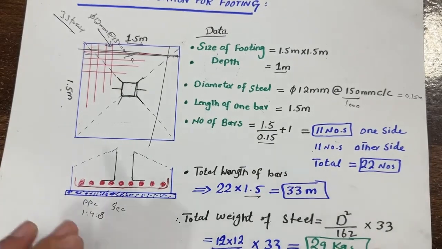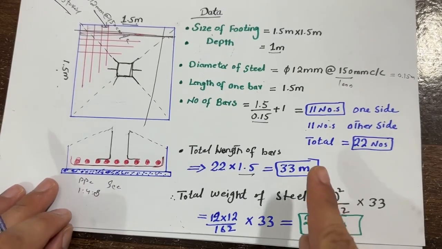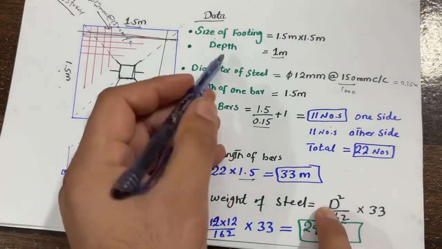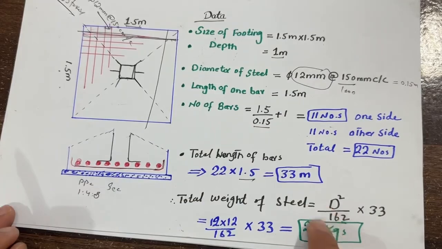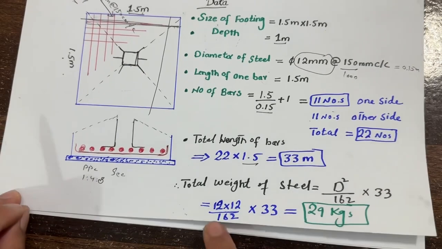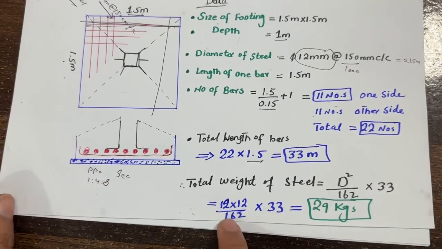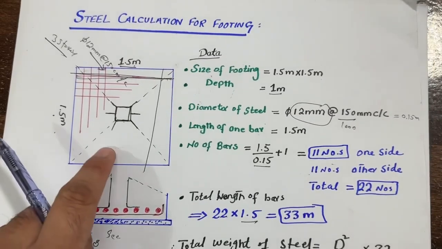So we require the total weight of steel. Total weight of steel is d square divided by 162, where D should be in millimeter, multiplied by the total length. This is the formula to find the weight of steel in kg per meter. The d square, you can see clearly, is 12 millimeter multiplied by 12 millimeter, because it is squared, divided by 162, multiplied by the total length. So you can see here 12 multiplied by 12 divided by 162 multiplied by 33. So we require 29 kgs of steel to construct this RCC footing.